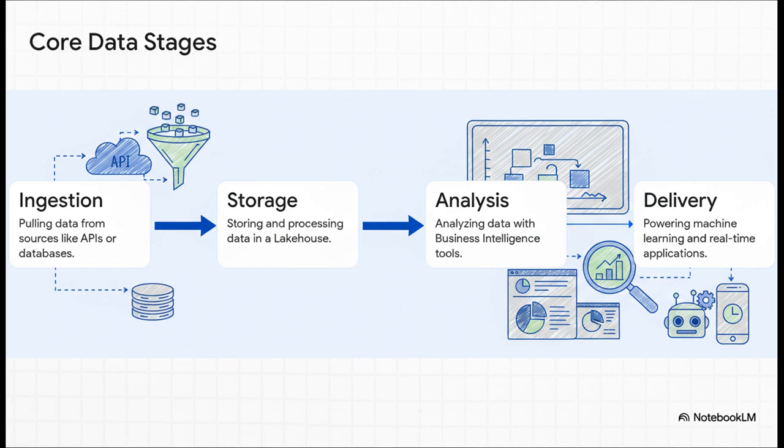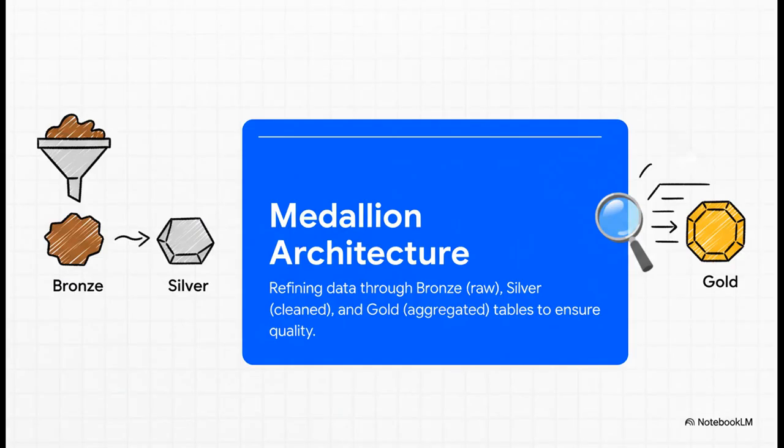Then comes storage and processing. This is where all that data lands in a central spot, which today is usually something called a lakehouse. It's this really clever combo of a massive data lake and a structured data warehouse. After that, it's on to warehousing and analysis for business intelligence tools to slice and dice. And finally, the whole point, delivering insights, where that clean data powers everything from machine learning models to the apps on your phone.